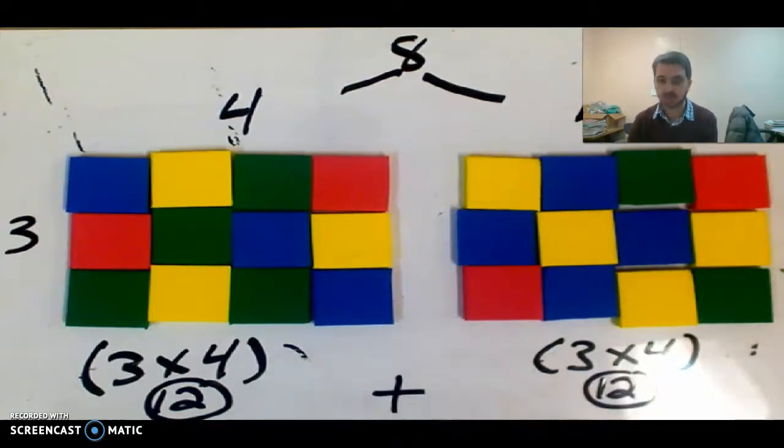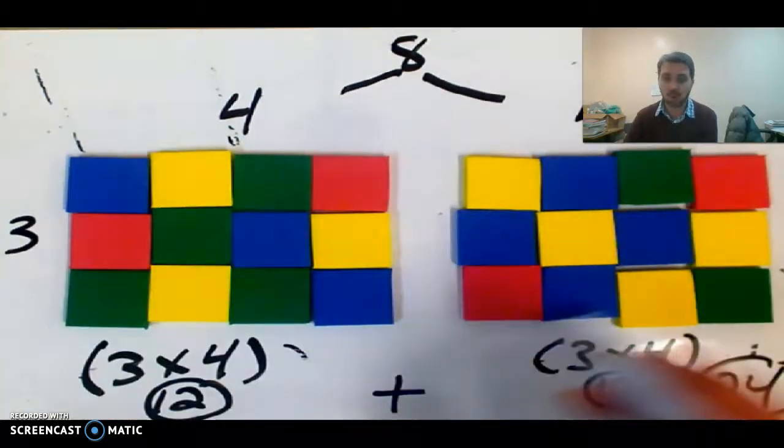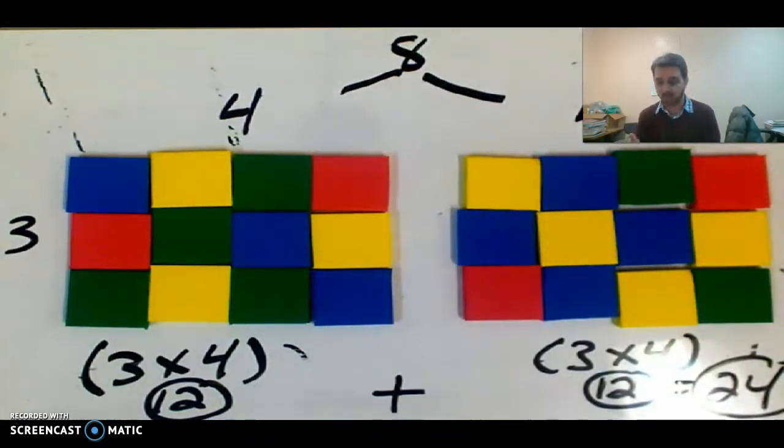Well, look at this, boys and girls. 12 and 12 makes 24. I still have 24, right? I didn't get rid of any. It's still 24. So it doesn't matter how I break it up. I'm always going to get the same answer.